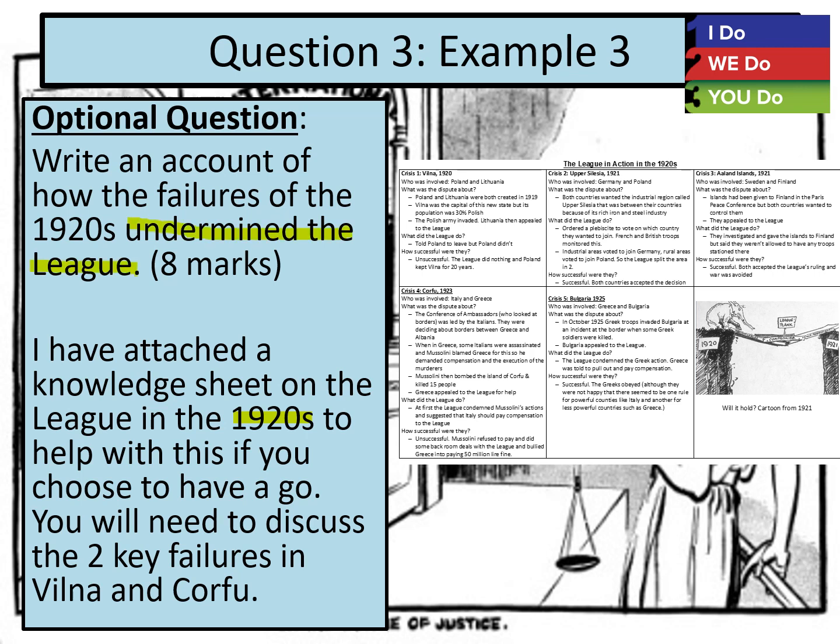So the 2 incidents it makes sense for you to look at are the incidents that happened in Vilna and the incident that happened in Corfu. And these are on an attached sheet here, so it gives you all of the information on what happened in Vilna and why it was a problem, and the same for what happened within Corfu. If you use that, you've essentially got the basis for paragraph 1 and paragraph 2, making sure, of course, you tell me what happened in the incident, but making sure you're demonstrating that you've understood how that undermined the League of Nations and led to the League of Nations eventually failing. You should spend about 10 minutes on that, about 5 minutes per paragraph.